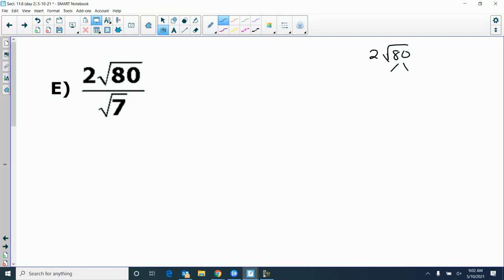So square root of 80 is 10 times 8. I'm going to put the 8 first. 8 times 10. 8 is 4 times 2. 10 is 2 times 5.